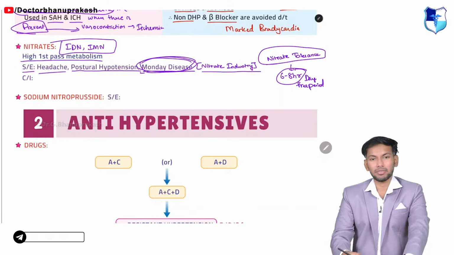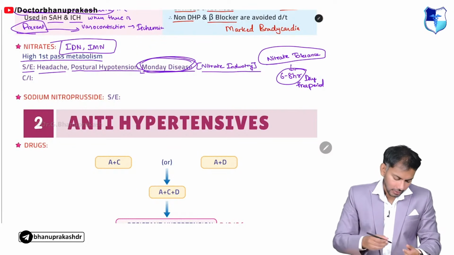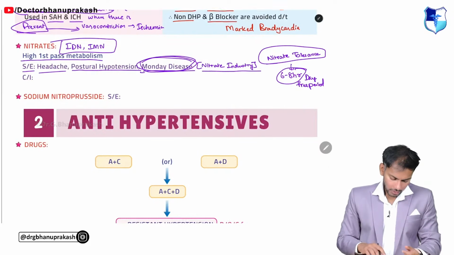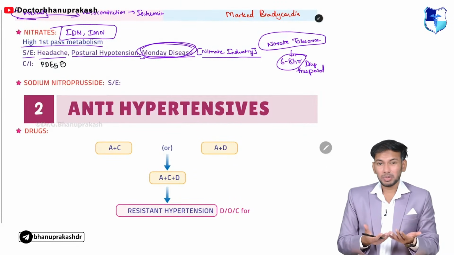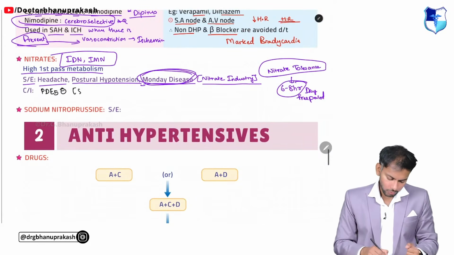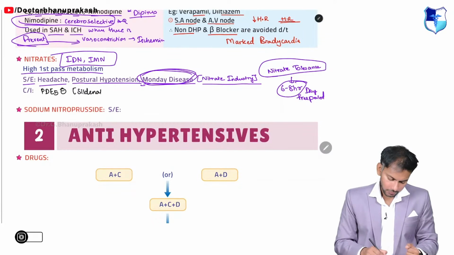Now after the side effects, where is it contraindicated? See, nitrates are contraindicated with PDE5 inhibitors. This is very important. What are these PDE5 inhibitors? I've already told you before. It is sildenafil and tadalafil.